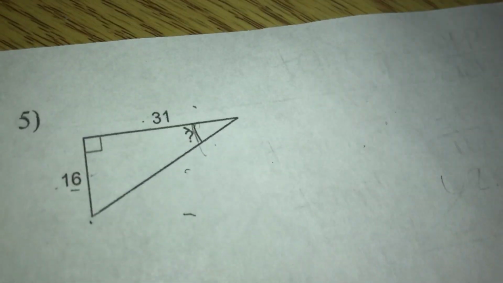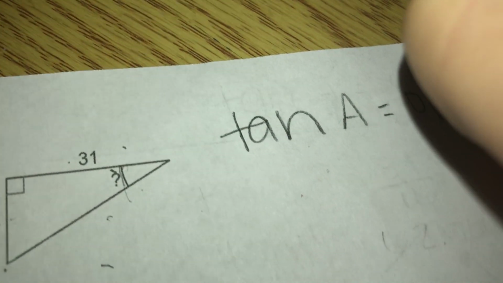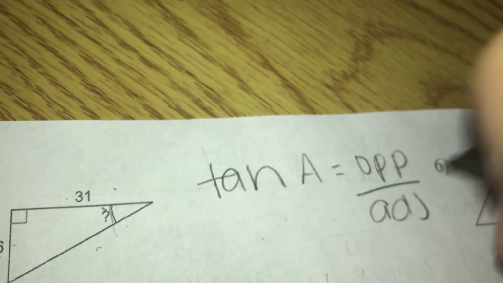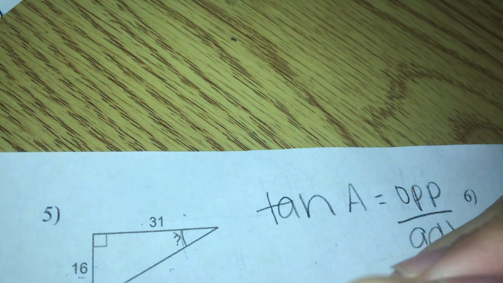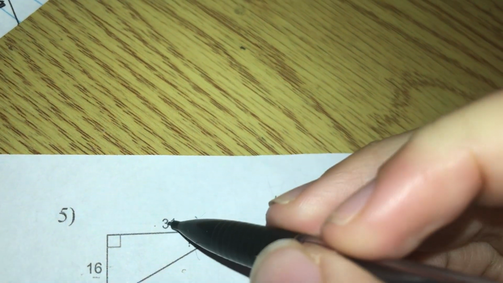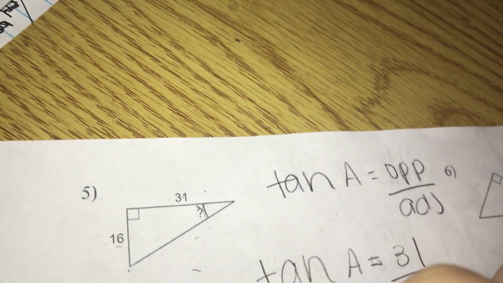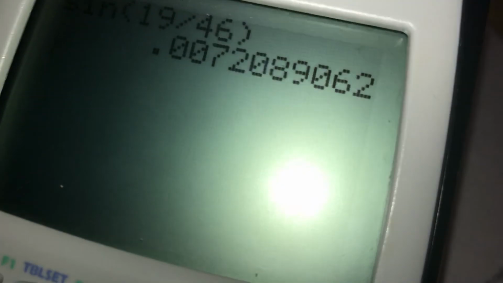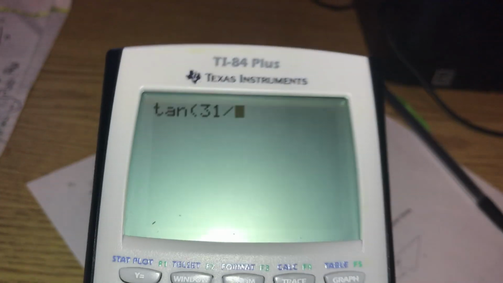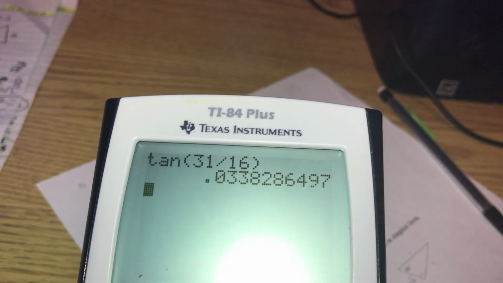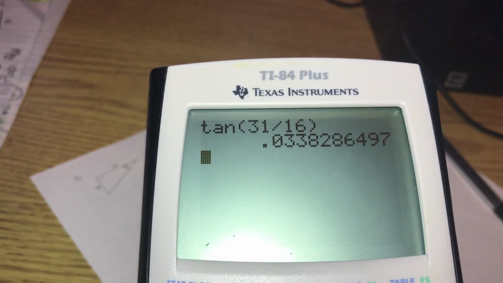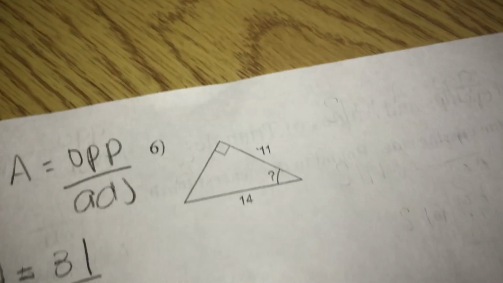We use opposite over adjacent. So that's tangent of A equals opposite over adjacent. So tangent of A equals 31 divided by 16. Let's plug that into the calculator. So 31 divided by 16 equals 0.0338. So we'll round that to 0.1.